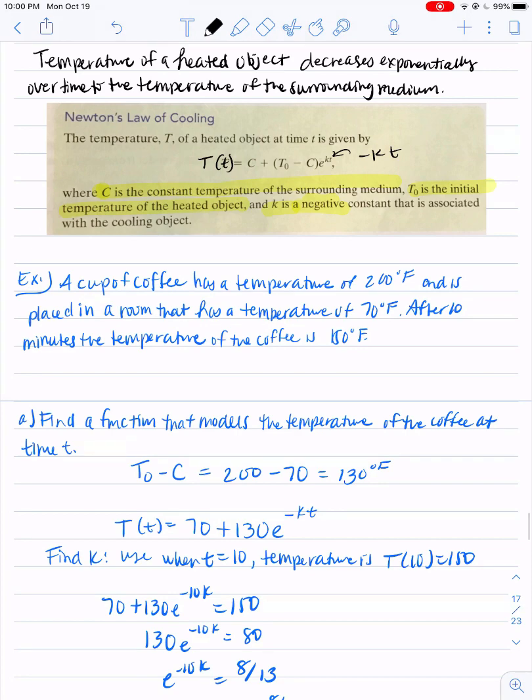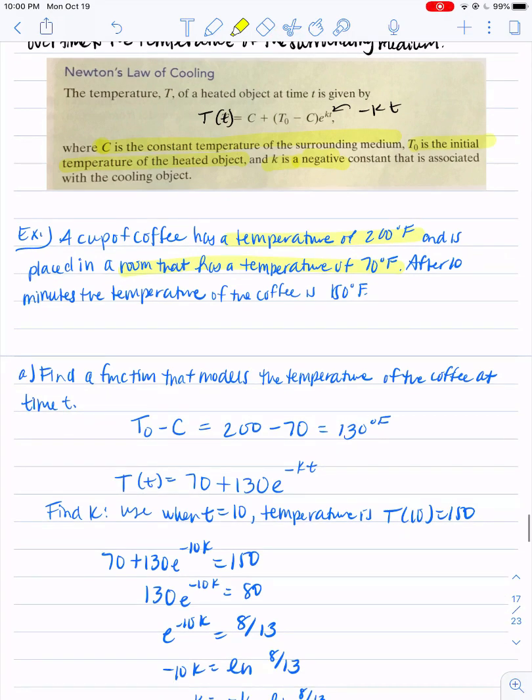So our first part is I'm going to find T naught minus C. So our T naught is 200. And then our C is the room temperature. So 200 minus 70 equals 130. So I have T(t) equals C, which is 70, plus 130 e to the negative kt.